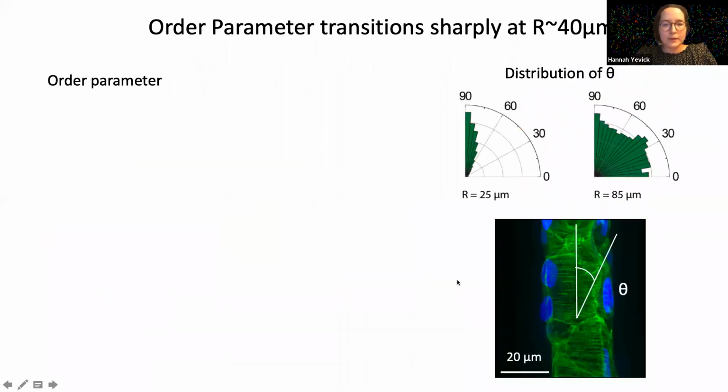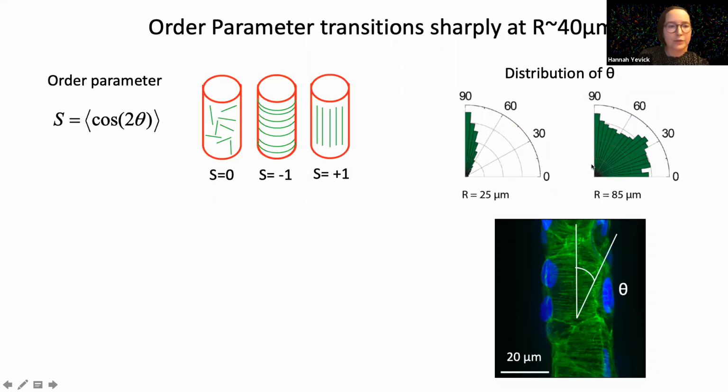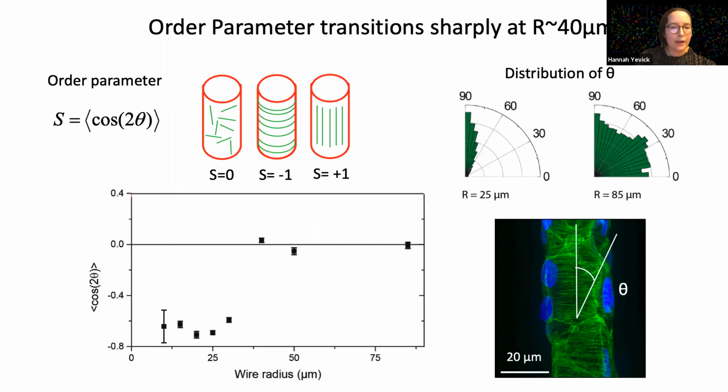And so we wanted to quantify this. We could take the distribution of angles of these actin fibers across the whole tissue and define an order parameter of the average of cosine 2 theta, where a 0 would mean there's a random orientation of this actin cytoskeleton, -1 would be purely rings, and +1 would be the actin organizing along the long axis of the wire. And what we saw is this sharp transition between a disordered state and one where the actin cytoskeleton organizes into these striking ring patterns at around a radius of 40 microns.